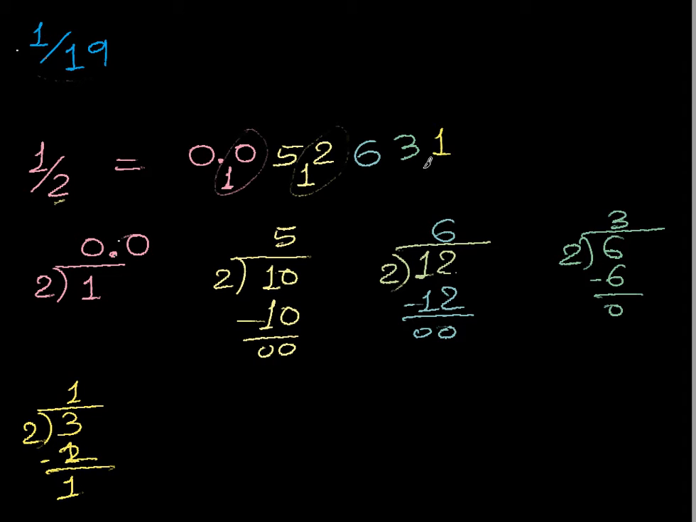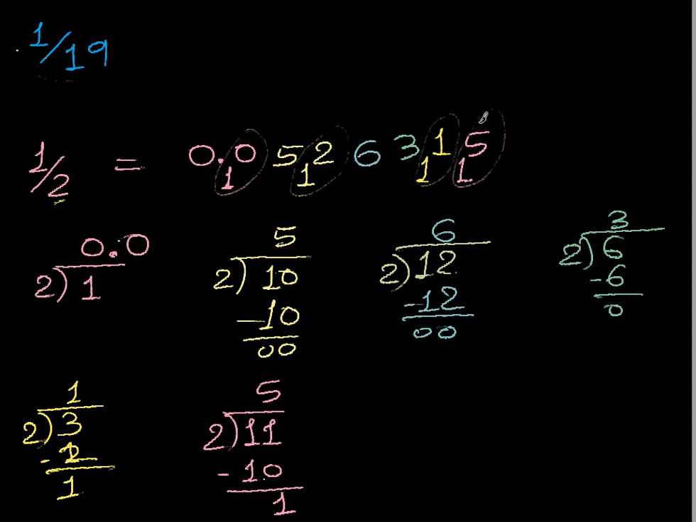So 1 and remainder would be 1. So consider this as 11 and now continue dividing by 2. So here it will go like this. 11 divided by 2 means 5 and here 10. So 1 would be the remainder and here put it like this.